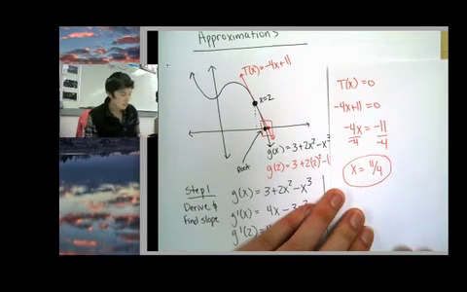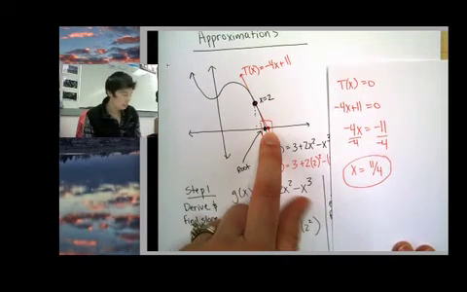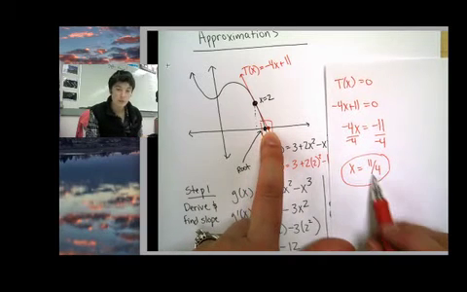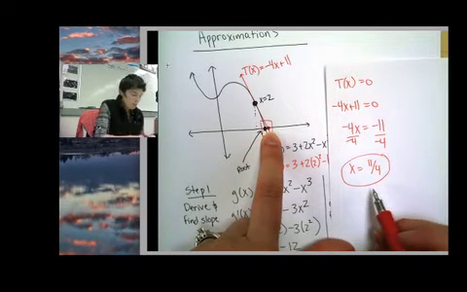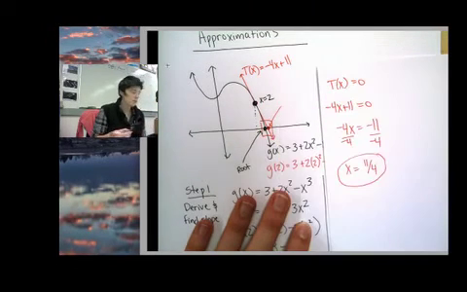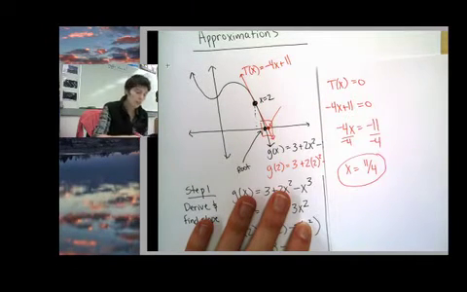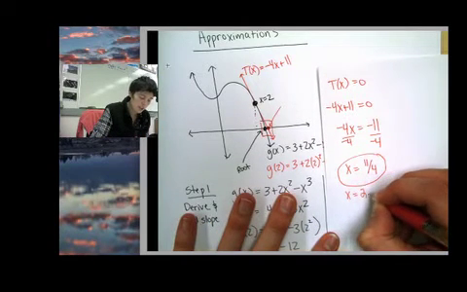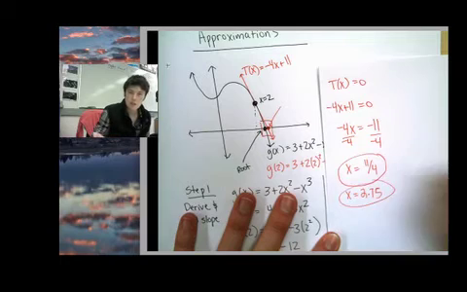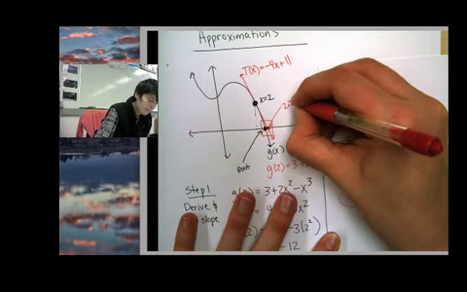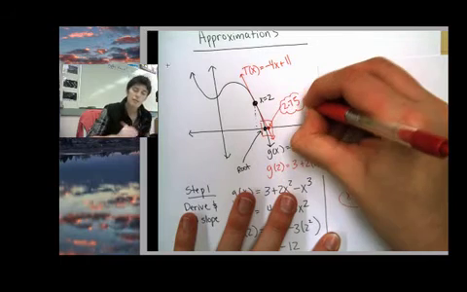That means that this root, the red dot right here, is crossing at positive 11/4. So what I'm going to do is say, okay, right here is about 11/4. 11/4 is 2.75 as a decimal. X equals 2.75. I can do that in my head. So it's about 2.75 is where my root is.